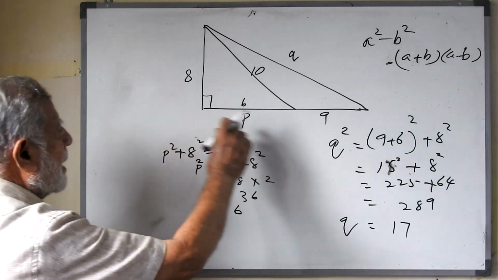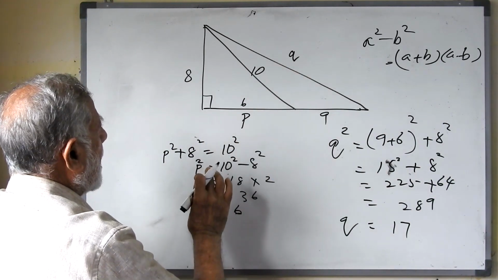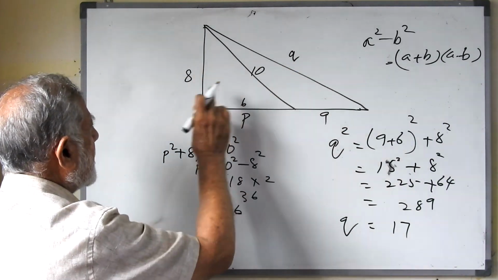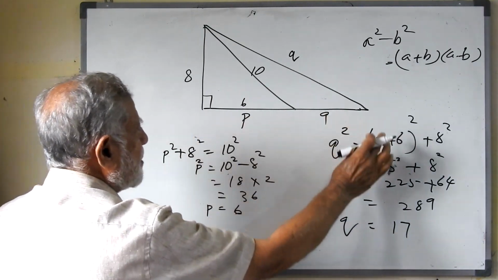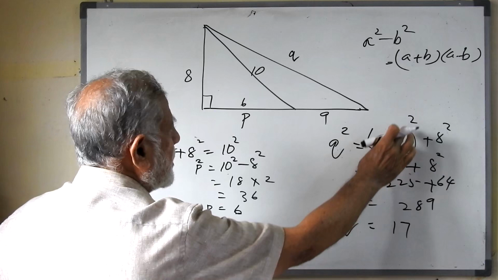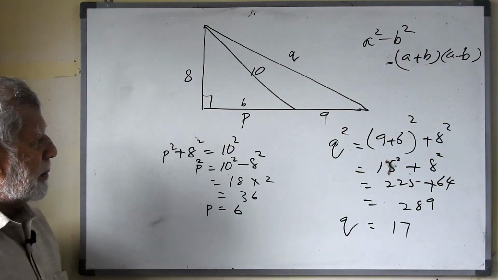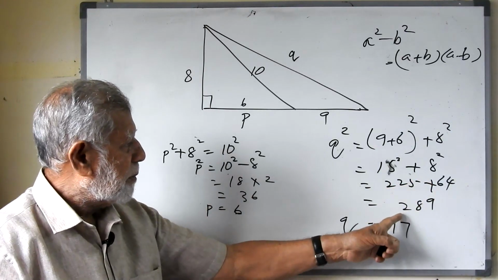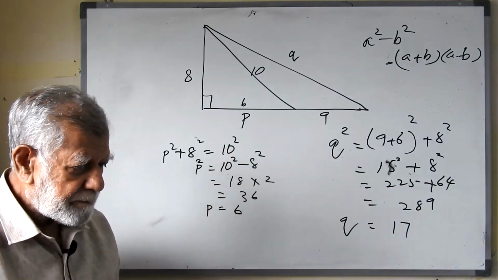Same way in the big triangle, we write down q square is equal to, here we have to find the hypotenuse, 8 plus 6 plus 9. This whole length is 6 plus 9. So 6 plus 9, the whole square plus 8 square. That is 15 square plus 8 square. So that is equal to 225 plus 64, 289. So q square is 289, q is equal to 17.